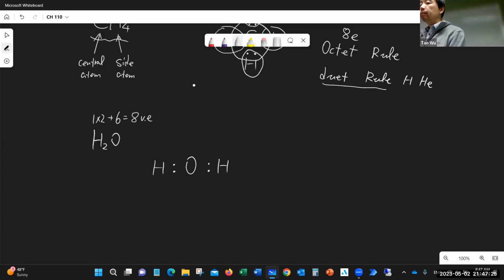Where should we put them? Well, again, never put them on the hydrogen, because hydrogen only fills a duet, which means hydrogen only needs 2 electrons. This hydrogen already has the 2 electrons, so you don't have to assign more dots on the hydrogen. Do you understand? Okay, very, very important part. So the only place you can assign is the oxygen, right? So you just need to make the oxygen an octet first.